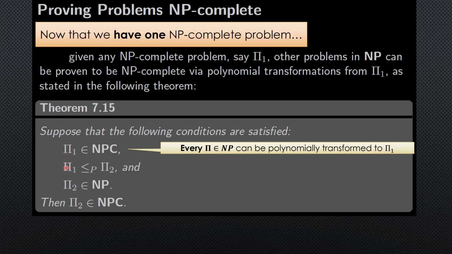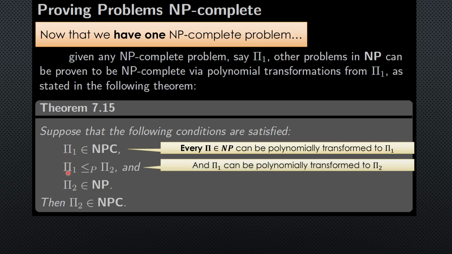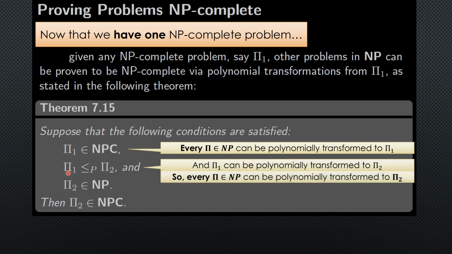Now if pi 1 can be transformed in polytime to pi 2, then every problem pi in NP can be polynomially transformed to pi 1, and then transformed from pi 1 to pi 2. So every problem in NP can be polynomially transformed to pi 2.